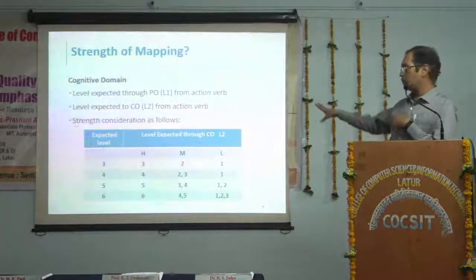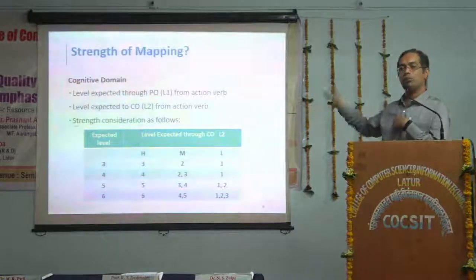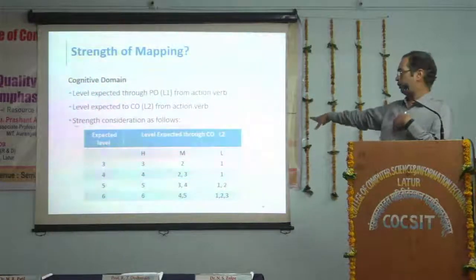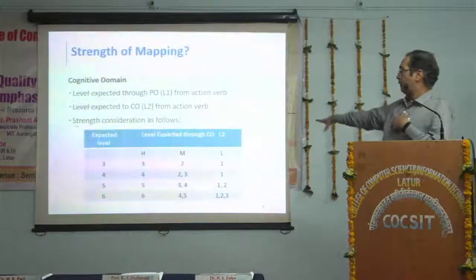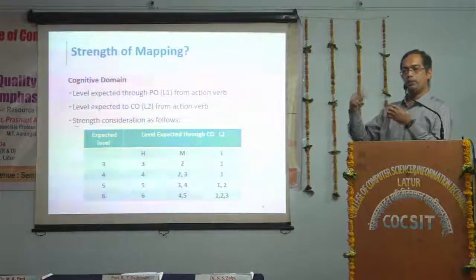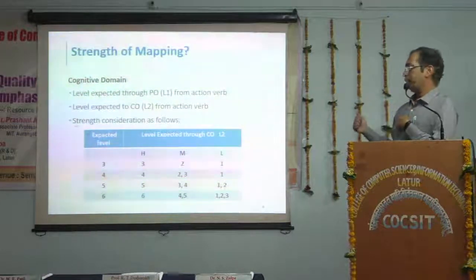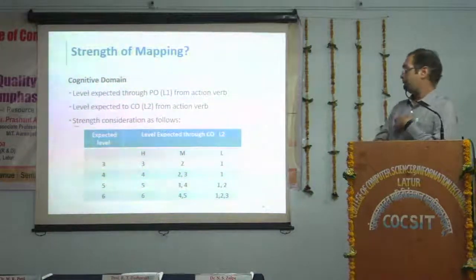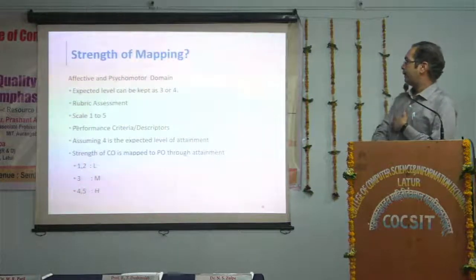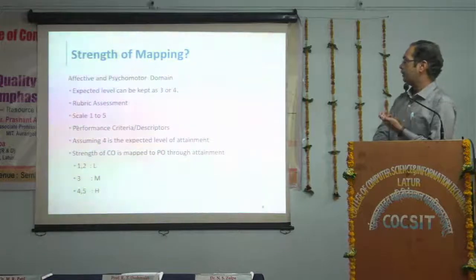So generally we use strength 1, 2, 3. In engineering it is very common to use 1, 2, 3. If you want, you can use others as well; you can go for 4, 5, 6. When I say low, it means it has a low mapping with a PO, meaning the strength is less. If it is medium, it is a 2, and if it is high, then it is 3. The expected level of mapping strength can be 3 or 4.